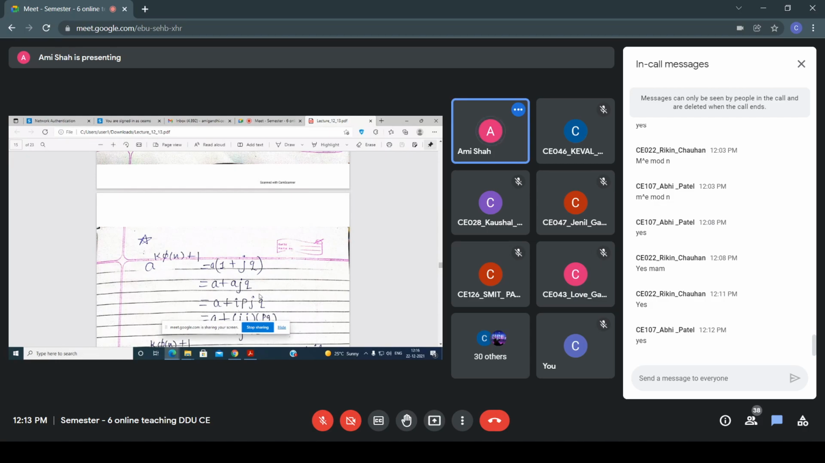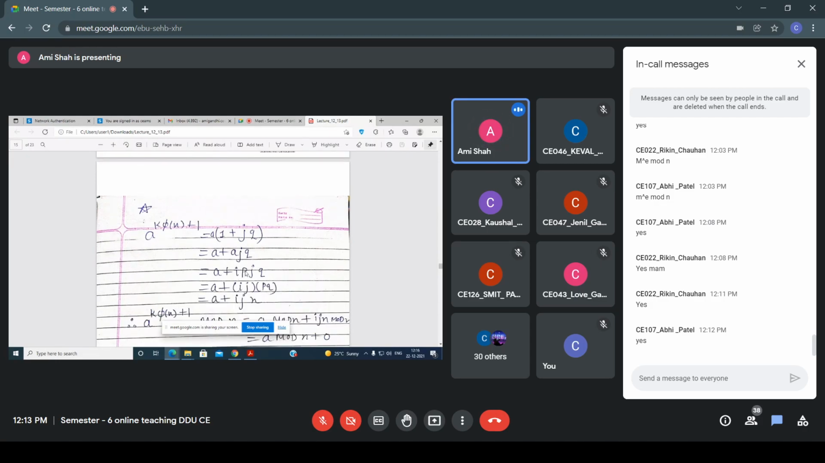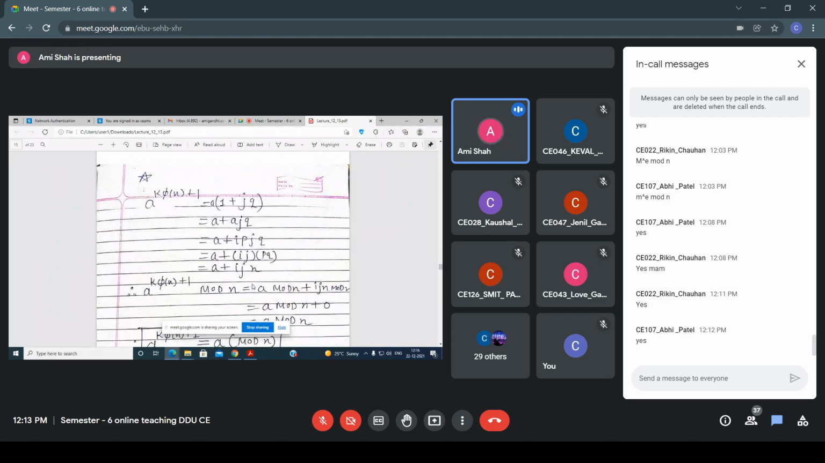Now instead of this, I can put the value here. So instead of that, I can write it this way: a plus ij into pq. So what I get finally, instead of this pq, I can write a plus ijn.